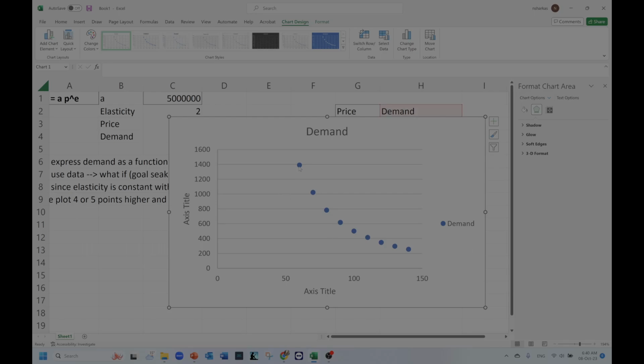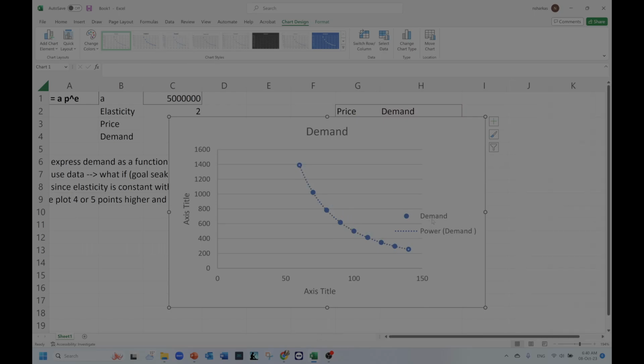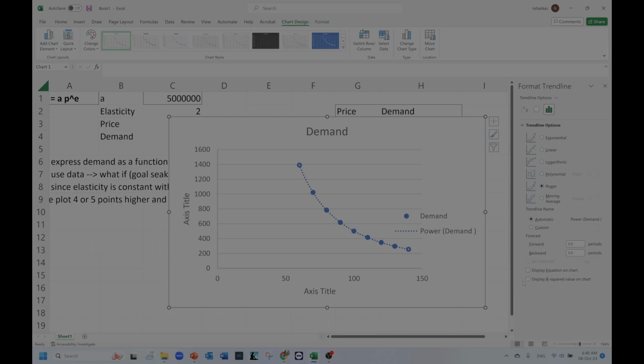You can also keep it, but we don't need it. And here you can add a trend line, and this trend line will be power, and that's it. Of course, you can add the function if you feel that there is a possibility that this will confuse you. I hope you don't get confused with my explanation. This altogether is one thing. It means 5 million.